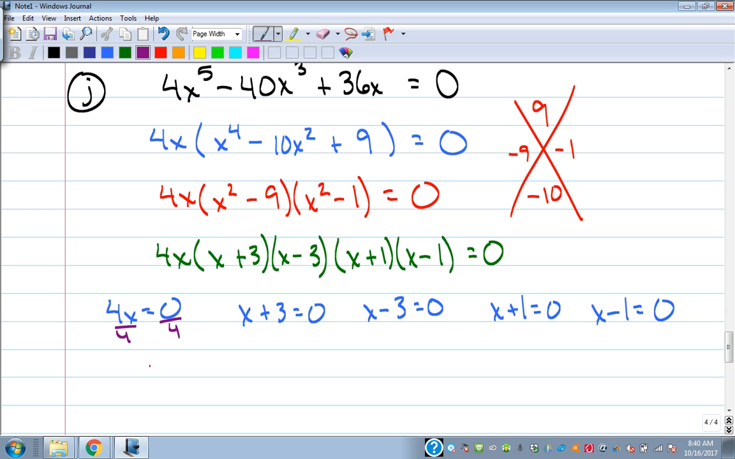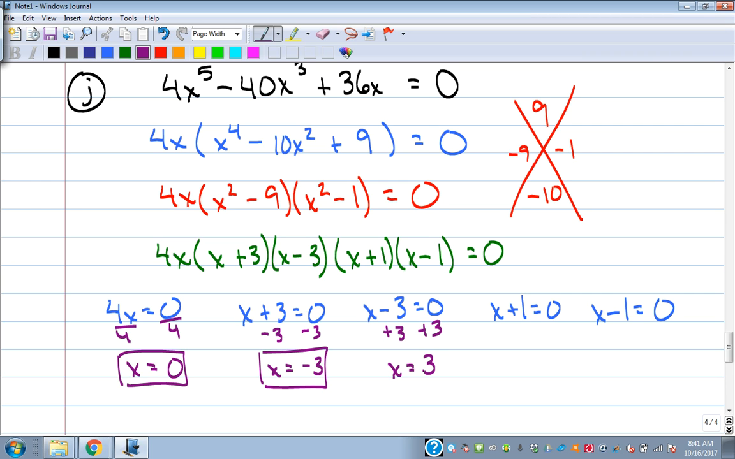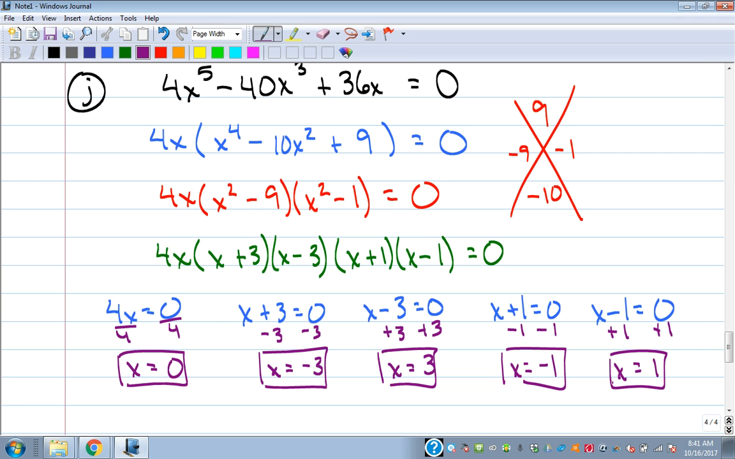Divide by 4. X equals 0. That's one answer. Minus 3. X equals negative 3. That's the second answer. Plus 3. That's positive 3. There's the third answer. X equals negative 1. X equals positive 1. How many answers we got? 1, 2, 3, 4, 5 of them. What was the highest exponent in the problem? 5. That should go together.